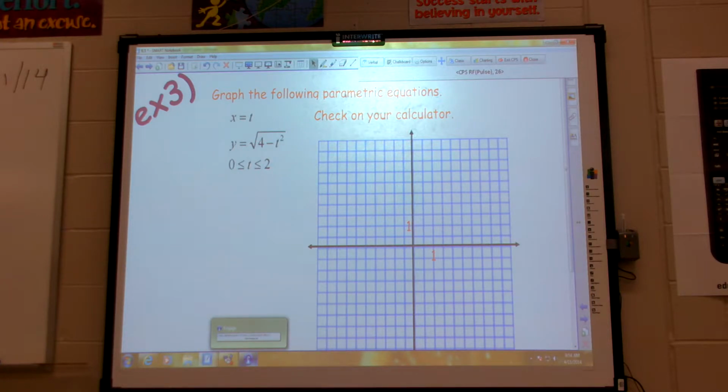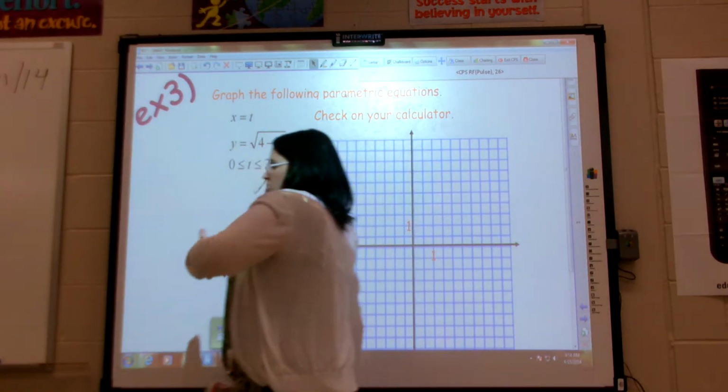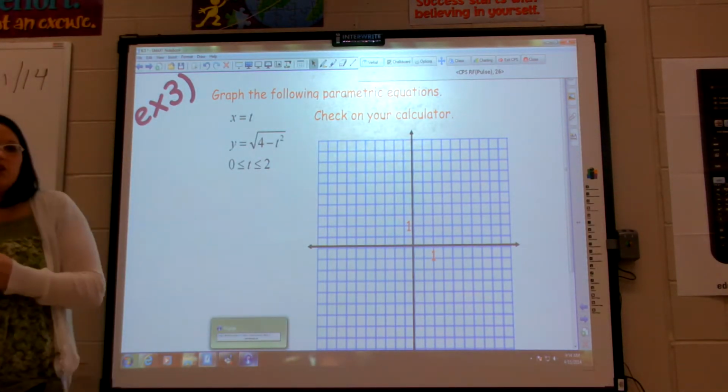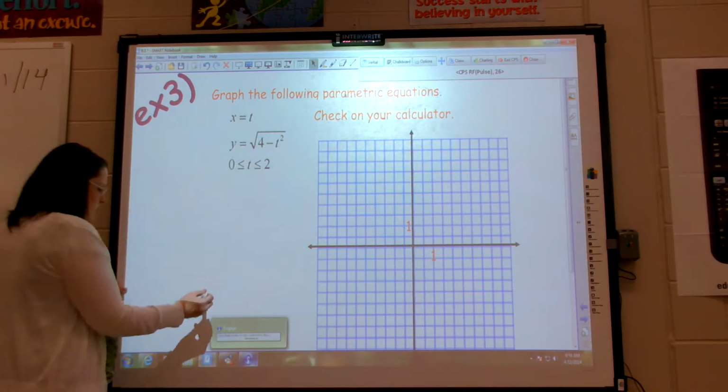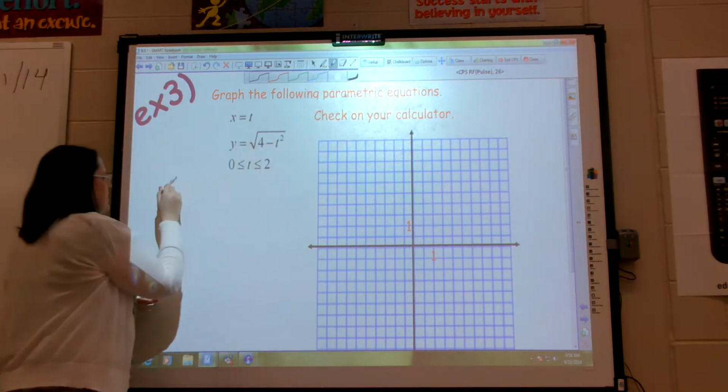Okay, I'm going to give you some new words. They're not really new, but new in context. Initial. What does initial mean? First. The beginning. So let's think about this. If t goes from 0 to 2, the beginning is when t is 0, correct? Yes? So, I'm going to make a table here of t's.